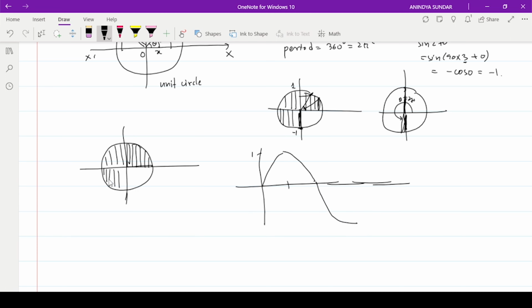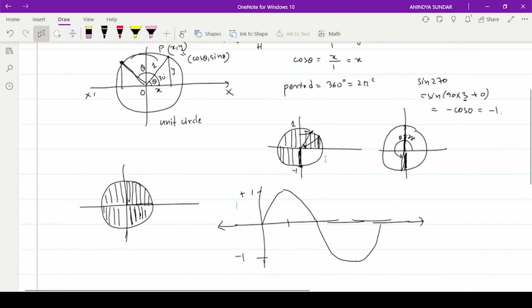Sorry, the function has decreased, and now it will increase. Look, the values are increasing. On the negative side, this is increasing. So now this will be increasing. So this will be my function of sine, and my range is from -1 to +1. So this is how my graph has evolved.